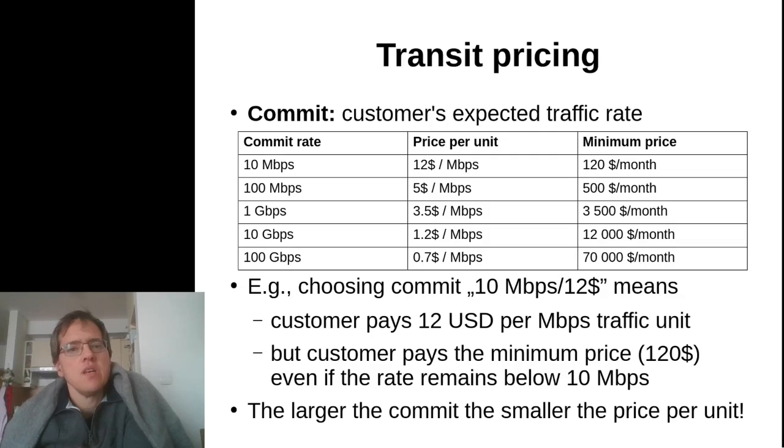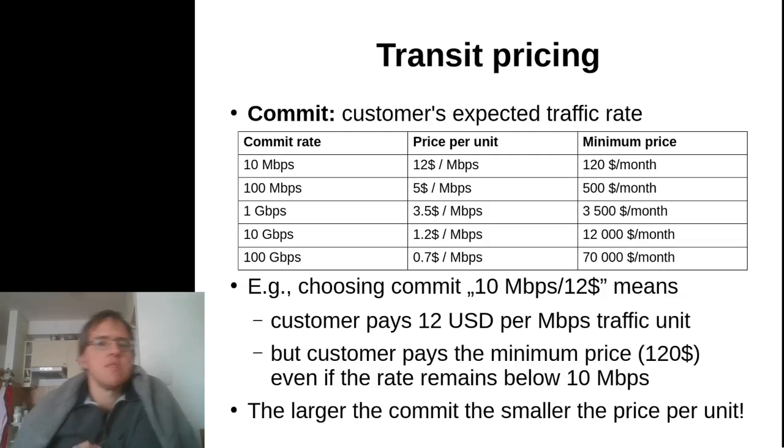Now, the progressive pricing regime that we've seen here is a very important way to force the customer into predicting its own expected traffic rate to the highest extent possible. So what happens here is the following.